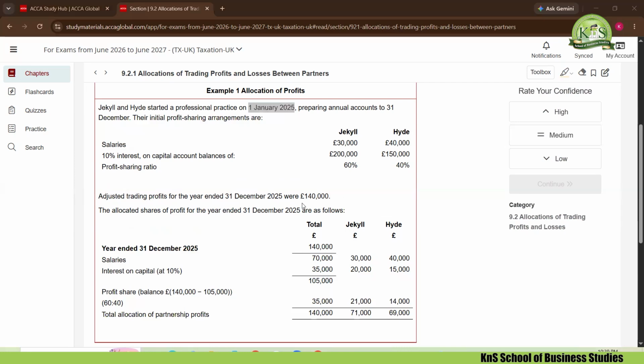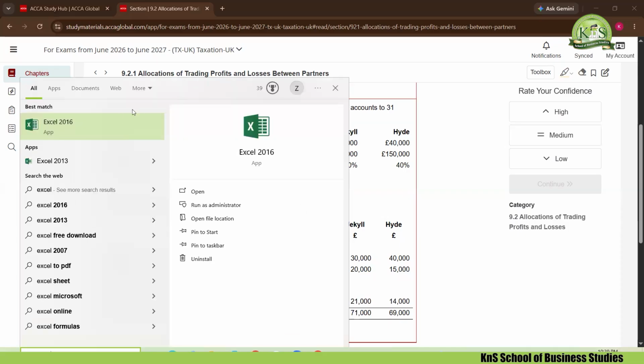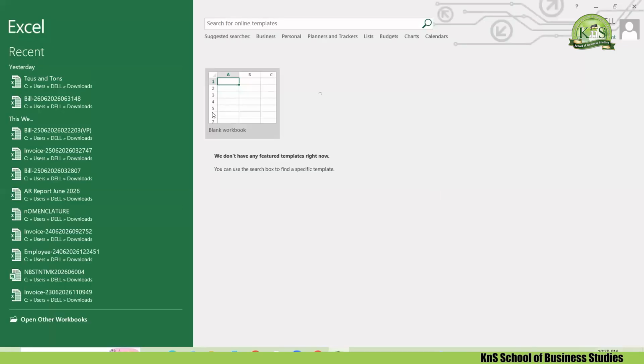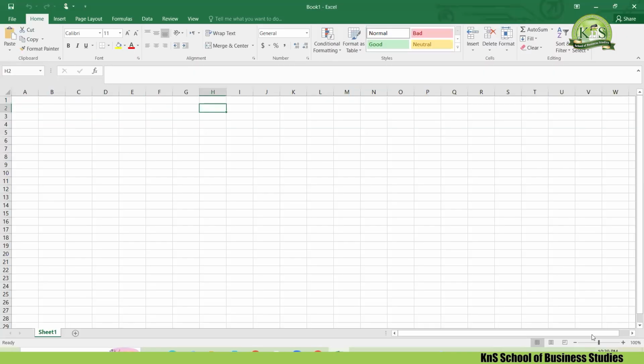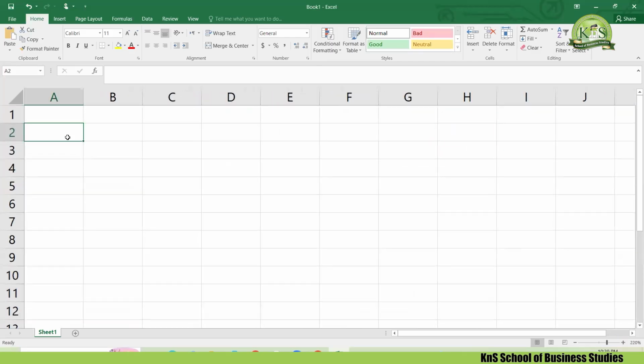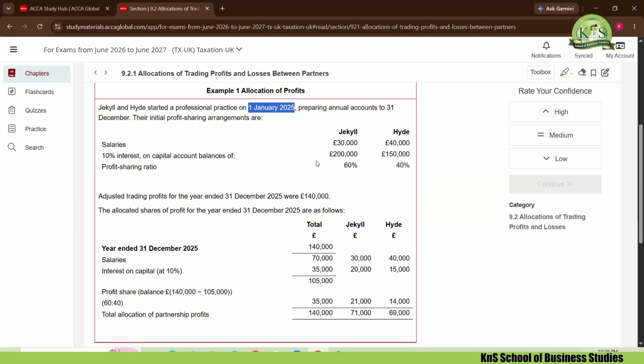While I'm just opening my Excel here, you people also do this, because if this can come in a CRQ, you will have to perform it on a spreadsheet. And it's good to practice on a spreadsheet so you remember what to do and how, and if it comes in an MCQ, then you will be able to do it much faster. So the thing is, how much were the profits? Okay, they have already given you the adjusted trading profits.